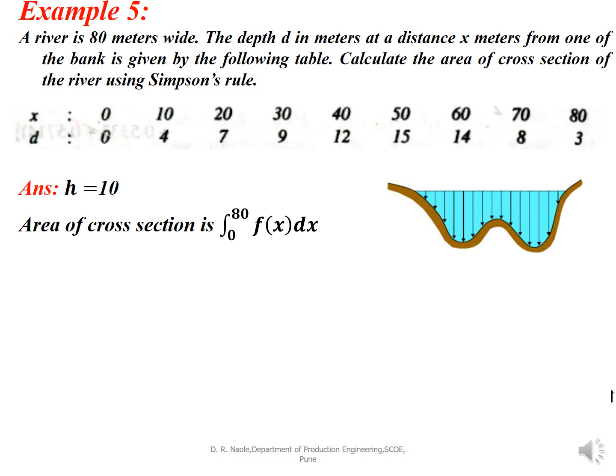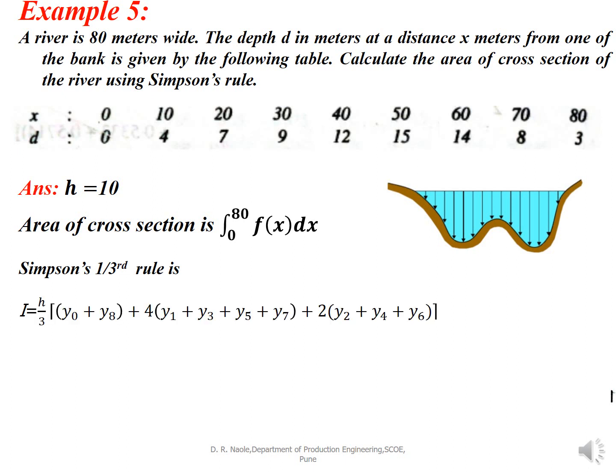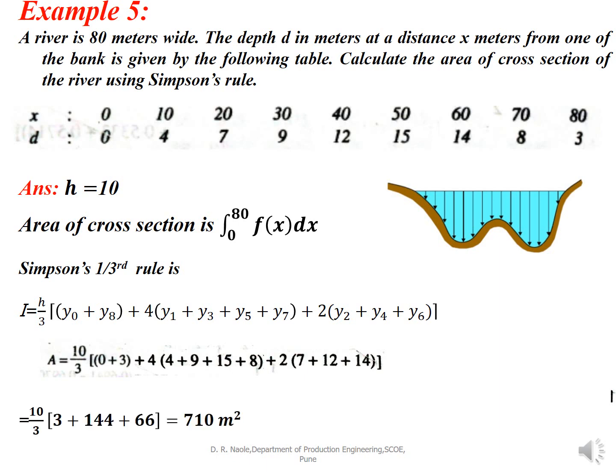Area of the cross section is the integral of f(x) dx from 0 to 80. This is the integration we need to find out. Simpson's 1/3 rule is area equal to h by 3 [y0 plus y8 plus 4 into y1 plus y3 plus y5 plus y7 plus 2 into all the even terms]. So putting the values from the given table, we get 10 by 3 [the bracket], and that is 710 square meters.